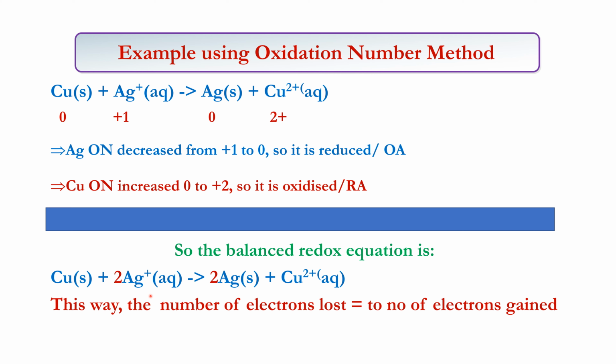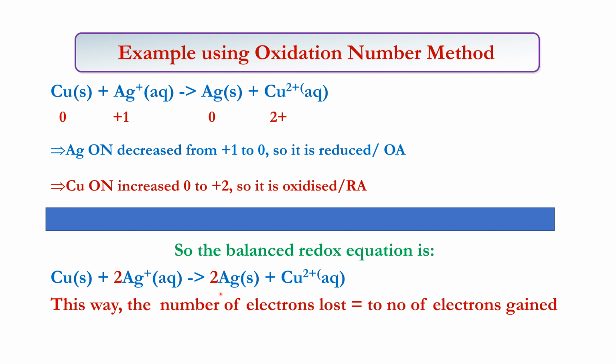This way, the number of electrons lost will be equal to the number of electrons gained when you put 2 for silver here and 2 for silver here on the product side. So in this way, the equation is balanced.